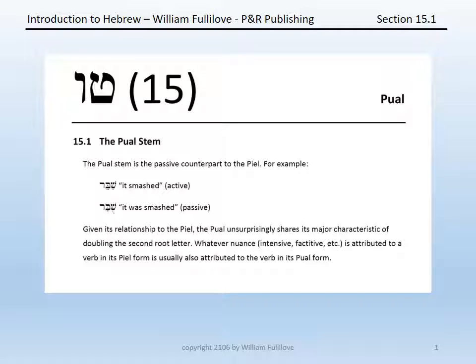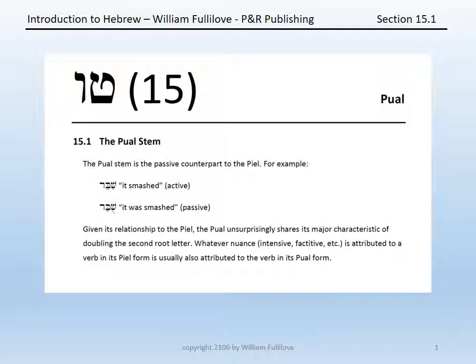This same distinction is true not simply for the participle, but for each of the basic verbal concepts. So while the Piel in the previous chapter was an active verb, the passive counterpart to that verbal form is the Pual, which we're discussing in Chapter 15.